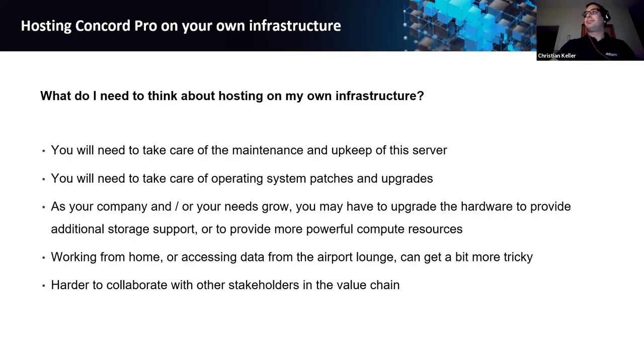You'll need to monitor disk space usage, and as your company and all your needs grow, you may have to upgrade the hardware and provide additional storage support, or to provide more powerful computation resources to deal with that additional usage load that may come. And this is all before you're outside the confines of your company firewall. Of course, it's important in helping to make sure that what is outside the network stays outside, but when it comes to needing to work from home or access data from the airport lounge, things can get a bit more tricky. We soon get into VPNs to help to provide remote connection, often with slow speeds and unreliable connections.